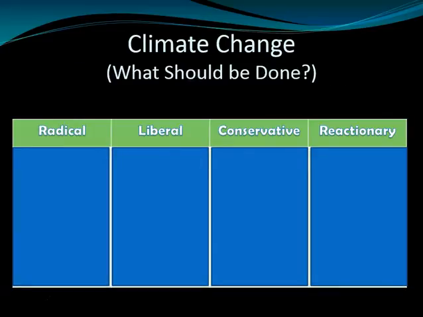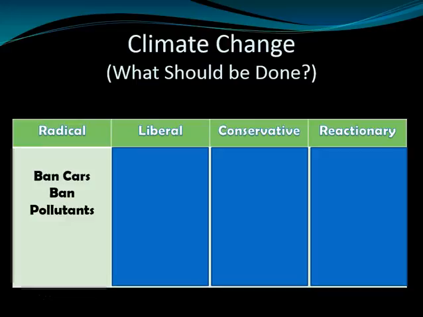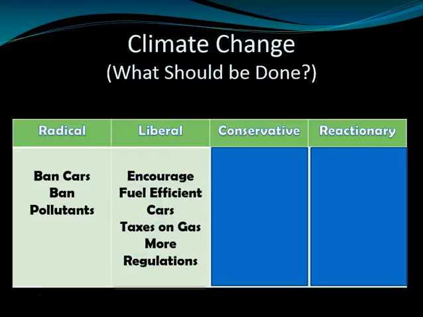On the same issue of climate change, when we look at what we should do about it, a radical says that we should take drastic steps to stop climate change. So, for example, if cars pollute, we should ban all automobiles because they will hurt the environment. A liberal would say that we need to take steps in order to reduce climate change, whether that's government subsidies to encourage fuel-efficient cars or taxing cars that burn more gasoline. We should have more regulations in place, but that doesn't mean ban cars.